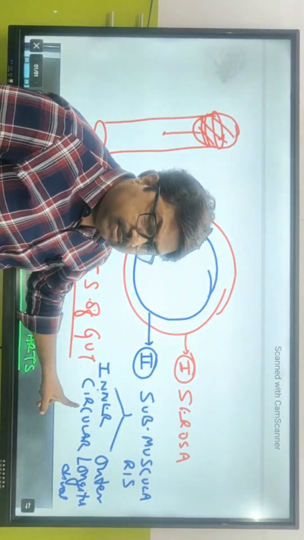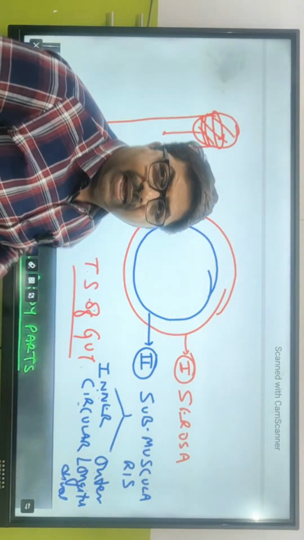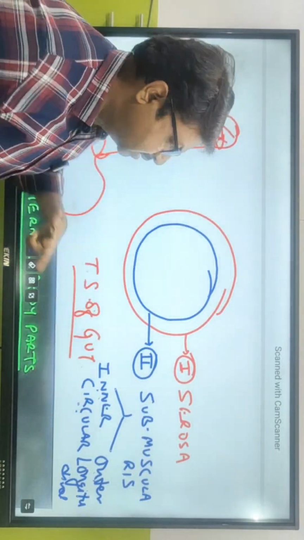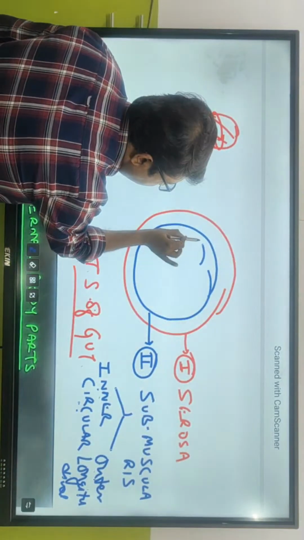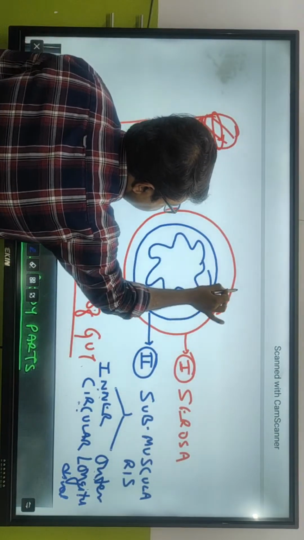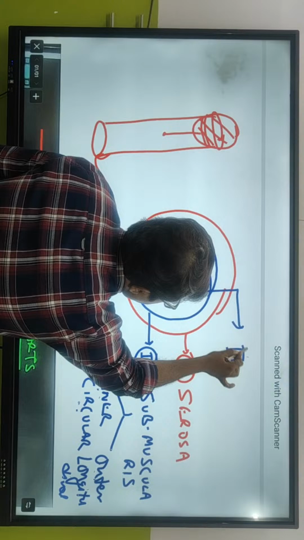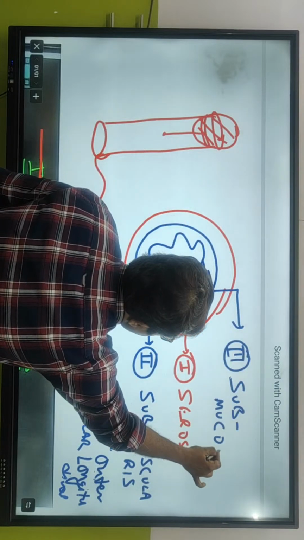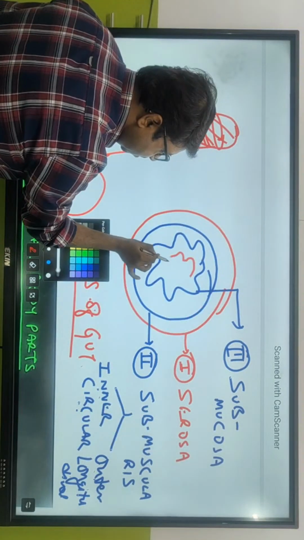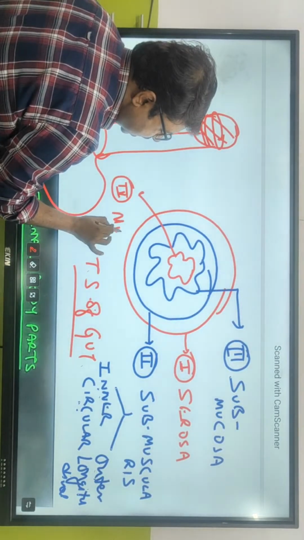So inner circular muscles, when it is going to contract, outer longitudinal muscles, they are going to relax. And when they are going to contract, this one is going to relax. It's the opposite muscles. And then there is, what is the third layer? The third layer is called submucosa layer. क्या कहते हैं इसको? Submucosa. And the inner layer over here, the fourth one, called mucosa layer.